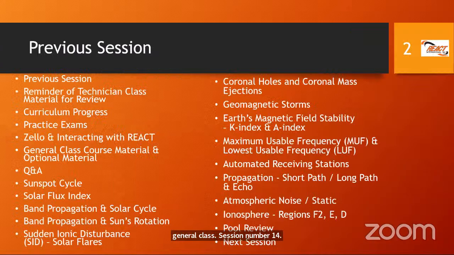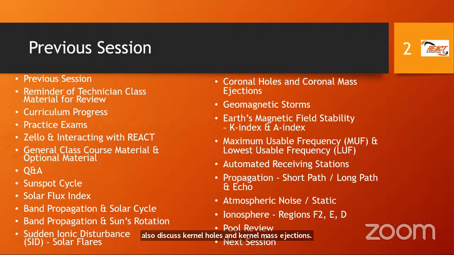During our previous session, we had a look at the sunspot cycle. We talked about the SFI, or solar flux index. Then we went on to discuss band propagation as it relates to the solar cycle as well as the sun's rotation. We discussed what a sudden ionospheric disturbance is. We also discussed coronal holes and coronal mass ejections.